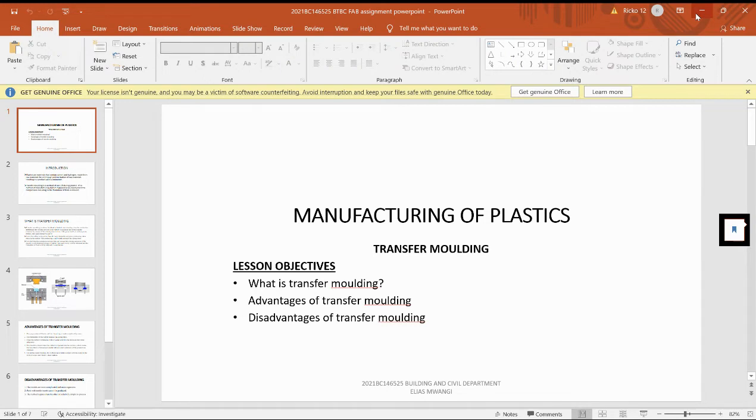Among the different methods of manufacturing plastic, we have transfer molding. In today's lesson, our objectives are to look into what transfer molding is, the advantages of transfer molding, and the disadvantages of transfer molding. In our PowerPoint presentation, we're going to go through all these three objectives and get to understand more about this process of manufacturing plastics. So let's go to the introduction.